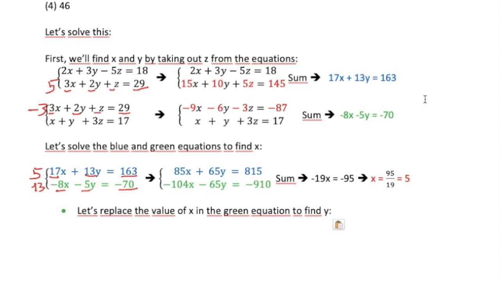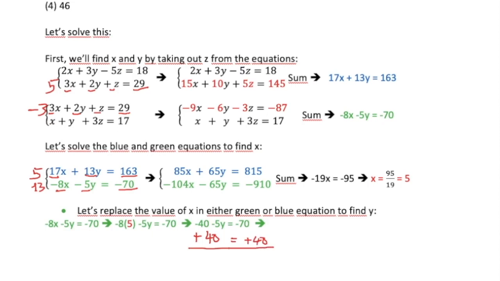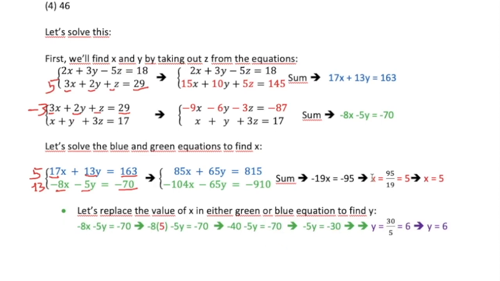You can either replace it into the blue one to find y, or you can replace it in the green one to find y, but I prefer to use the green one because it looks simpler. We know the value of x. Now we are going to replace x by its value, which is 5. Divide both sides by the same number, negative 5, negative 5. Alright then, now we know the value of x and we know the value of y.